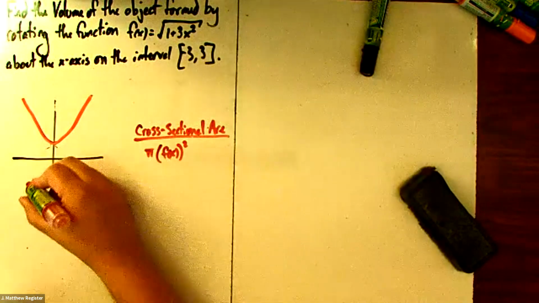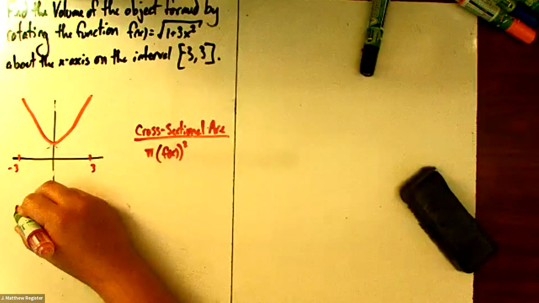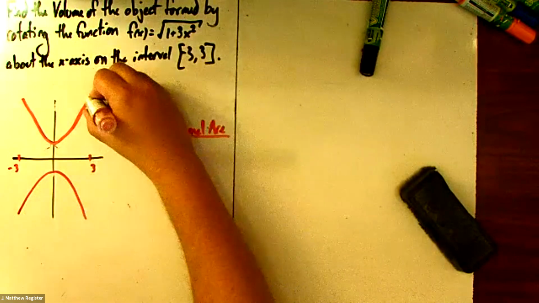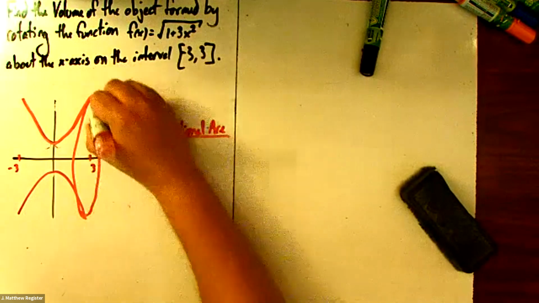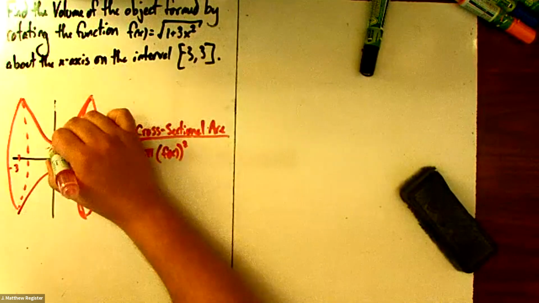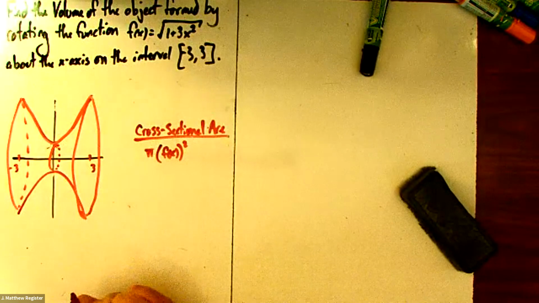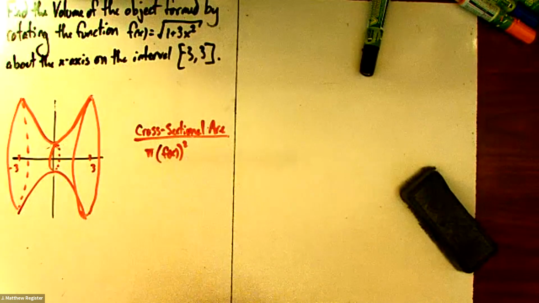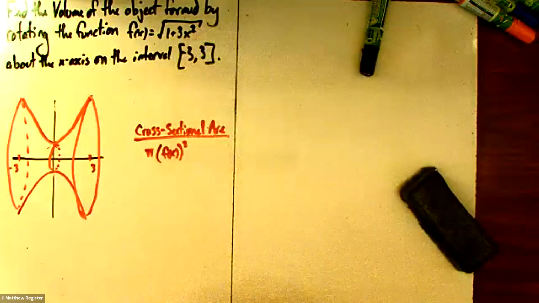So what we're going to be doing is taking this shape on the interval from -3 to 3, and we're going to be reflecting it. And we're going to be visualizing what it would look like if we took this and rotated it around. And this is what the shape looks like. And so now we have a new vase. The cross-sectional area is still going to be given by pi times the function squared, where this is our function.